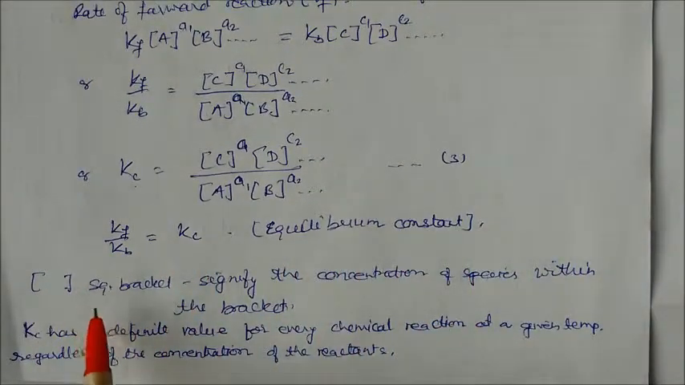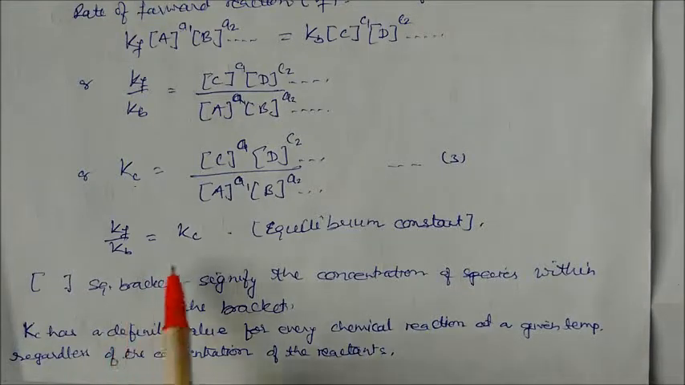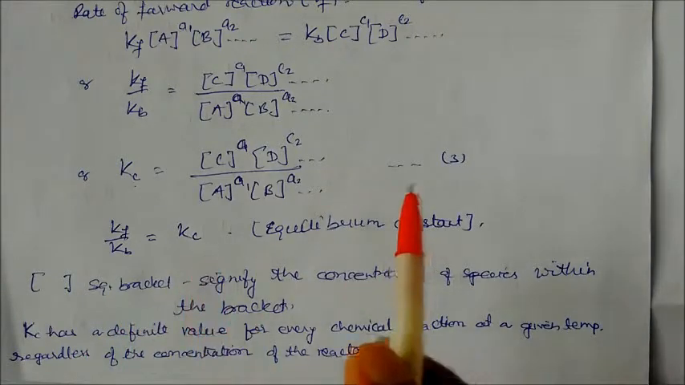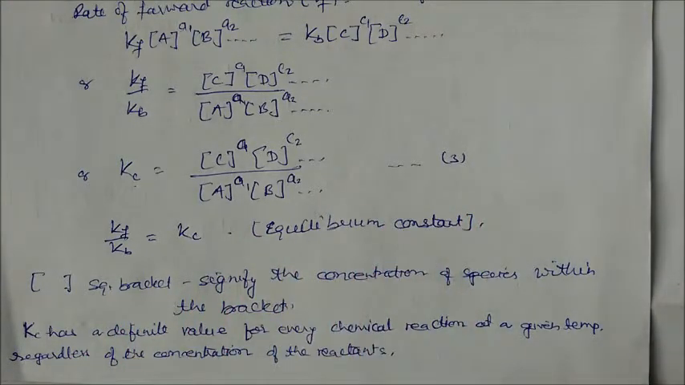What is the square bracket? The square bracket is nothing but the concentration of the species within the bracket, and Kc has a definite value for every chemical reaction at a given temperature, regardless of the concentration of the reactants. So for every reaction Kc is different. For one reaction Kc will be different, for a second reaction Kc will be different. For any reaction Kc will always be different at a given temperature. If you change the temperature for the same reaction, Kc will also be different. So this is temperature dependent.